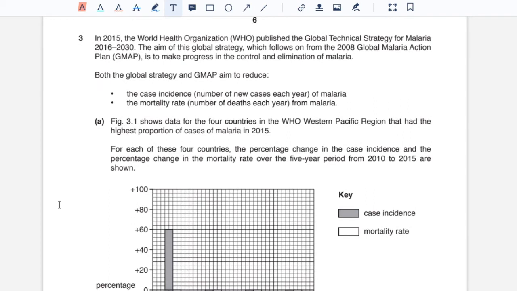3. In 2015, the World Health Organization published the Global Technical Strategy for Malaria 2016 to 2030. The aim of this global strategy, which follows on from the 2008 Global Malaria Action Plan, GMAP for short, is to make progress in the control and elimination of malaria. Both the global strategy and GMAP aim to reduce the case incidence, which is the number of new cases each year of malaria, and the mortality rate, which is the number of deaths each year from malaria.